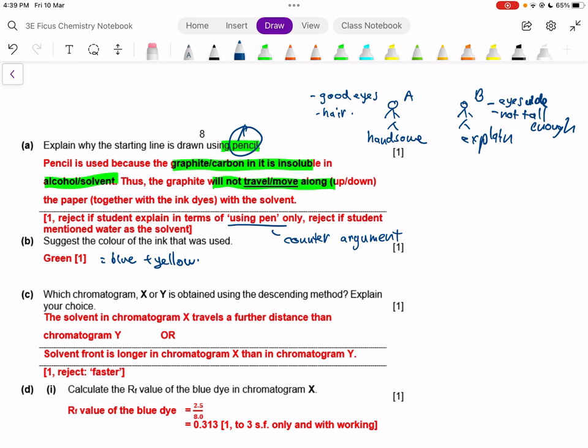Okay, so which chromatogram, X or Y? Definitely the one in X. Some of them are not consistent. You all will put Y, then tell me the correct reason, further solvent front. So your answer is self-contradictory. This kind I cannot give you a mark also. Okay, travel further distance, or you can say the solvent front is longer in chromatogram X. Some of y'all are not consistent. And some of y'all cannot identify that you should actually use the solvent front to answer this question.